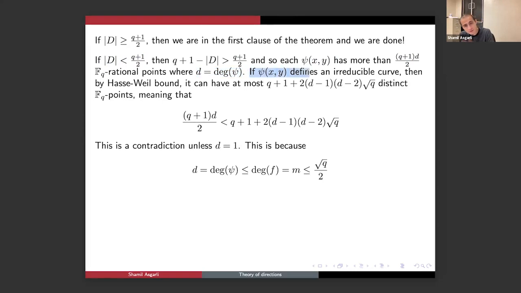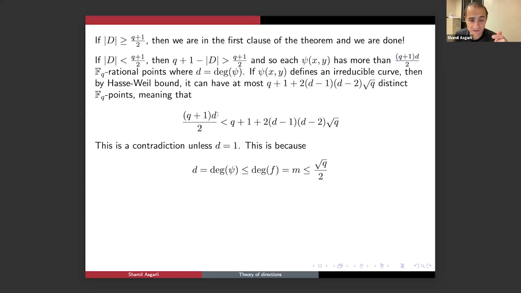Now, if psi of x defined an irreducible curve, then we know from the Hasse-Weil bound that the number of points on a degree d irreducible curve is at most q plus 1 plus the genus times root q, and the genus of a degree d plane curve is (d minus 1)(d minus 2) over 2. So it can have at most this many points. But then you get a contradiction, because it has more than this many points but also fewer. This is not really possible unless d is 1.